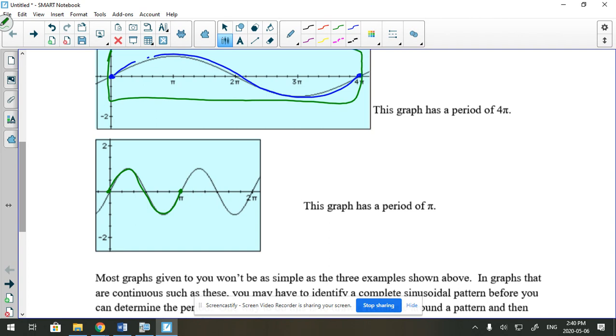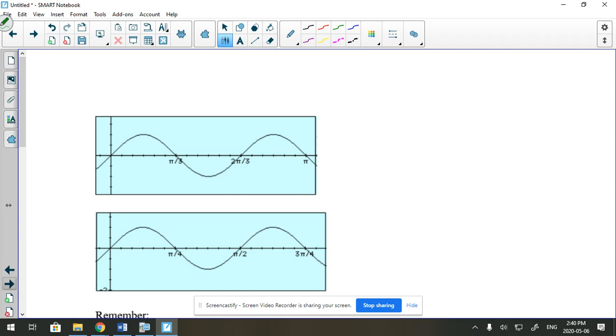We'll do one more example on the next page. Let's do the top one here. Again, you're looking for that full revolution. Here's a nice starting point. It goes up, it goes down, and it goes back to that starting point. There is your period, and you can see your period is now 2 pi over 3.